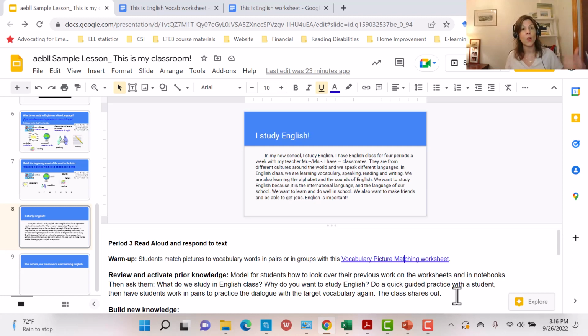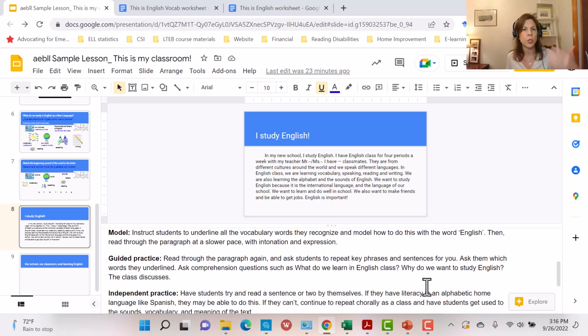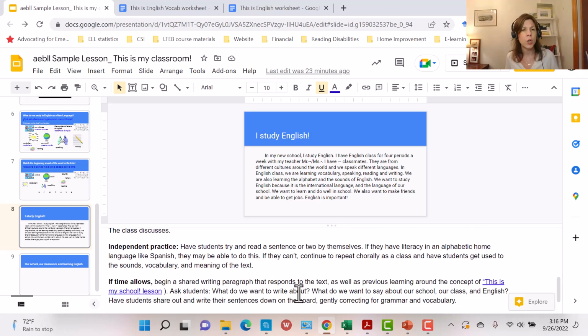Why am I repeating it? Well, because students need multiple exposures to the language before it becomes their own. The class shares out. Finally, I'm going to read aloud. I'm going to instruct students to underline all the vocabulary words. And I'm going to read with a lot of intonation and expression. I'm going to ask some comprehension questions. And then I have instructions for the independent practice, okay?